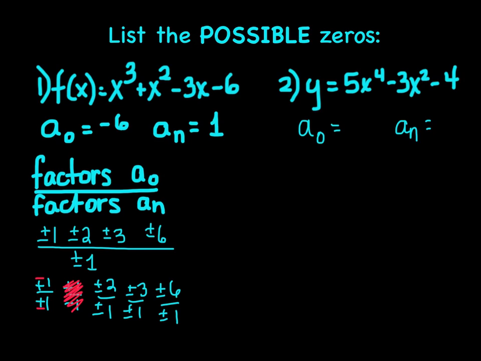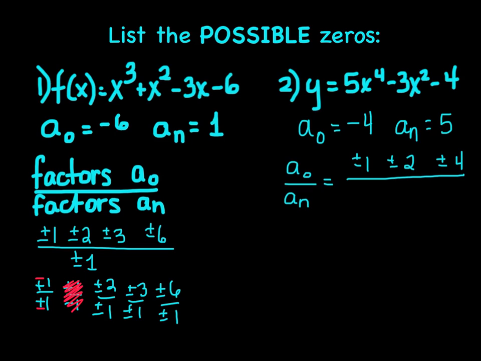So a sub 0 is -4, that's the constant, and a sub n is 5. Okay, so this will be a little bit more interesting. So we're going to do the factors of a sub 0 over the factors of a sub n. So the factors of a sub 0, I can do plus or minus 1 times plus or minus 4. I can also do plus or minus 2 times plus or minus 2. But I now have plus or minus 1 times plus or minus 5.